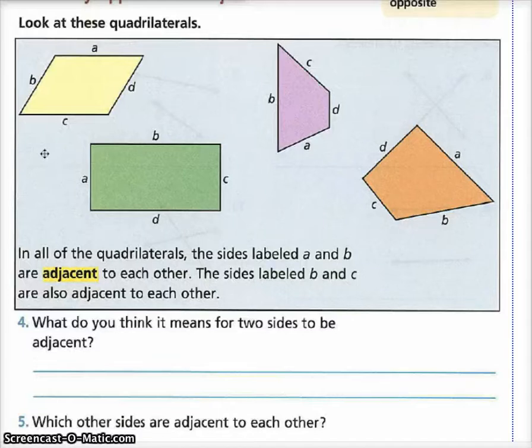Well, I'm noticing that here A touches B, and then I'm noticing that B touches C. So I'm noticing that adjacent means two sides that are touching each other or next to each other. That means that they share an end point, okay? They meet at an end point, always. So A is adjacent to B. A is not adjacent to C because A is across from C. It cannot touch C, okay?